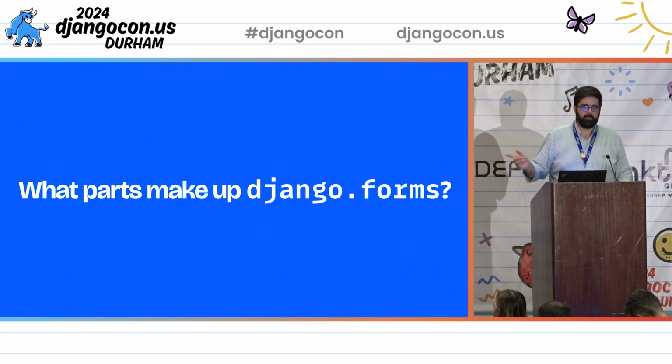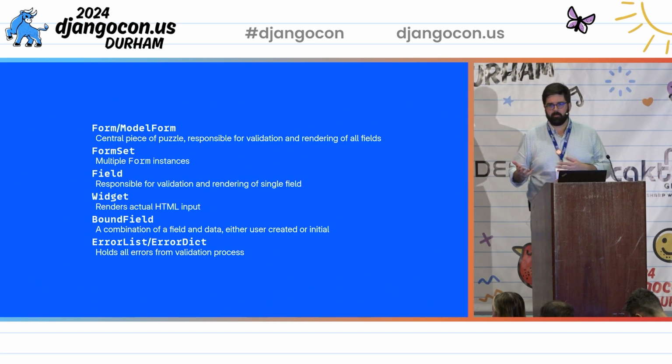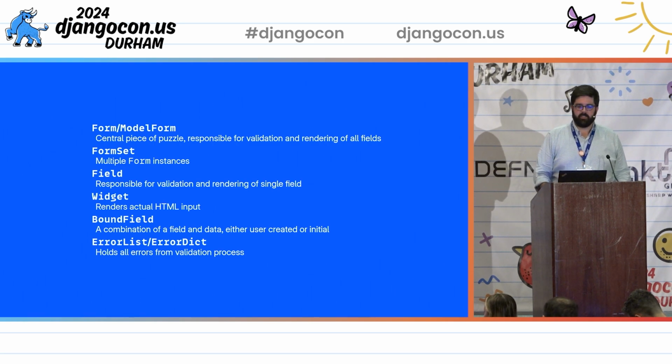Okay, so what parts make up Django forms? Well, these are kind of the core bits. The form is kind of the central piece of the puzzle. It's responsible for your validation and your rendering of all the fields on the form. Your form set is just multiple form instances, and it is a pain to deal with, which I will not be going into.